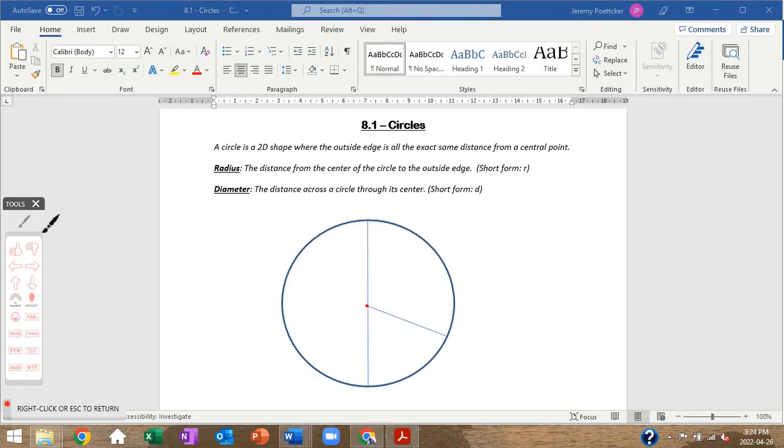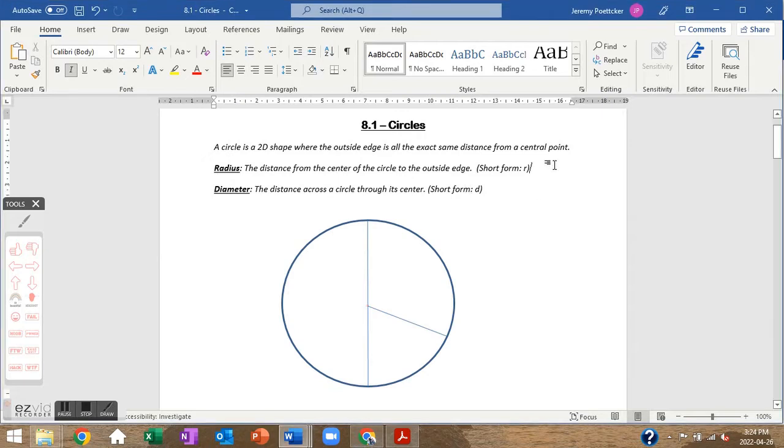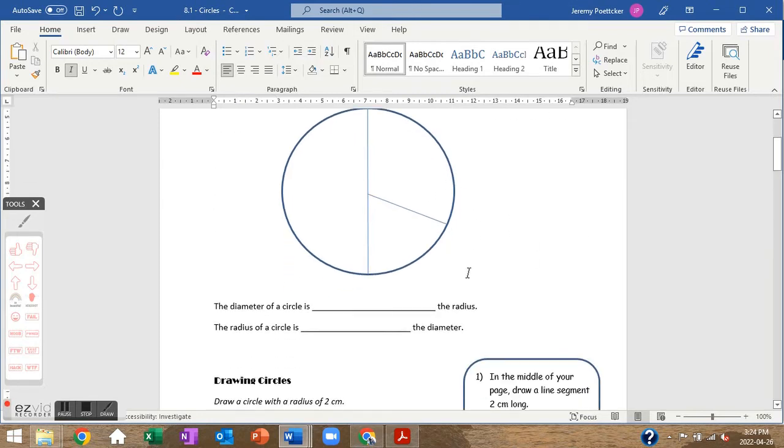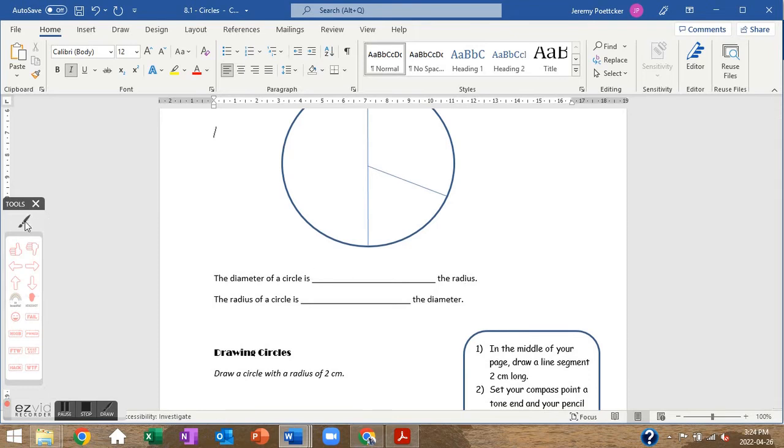And while we're talking about radiuses, that's really not the word, because English is such a wonderful language. The plural for radius is radii. Radii. Anyways, fun fact there for you. So the diameter of a circle is 2 times the radius. The radius of a circle is half of the diameter.